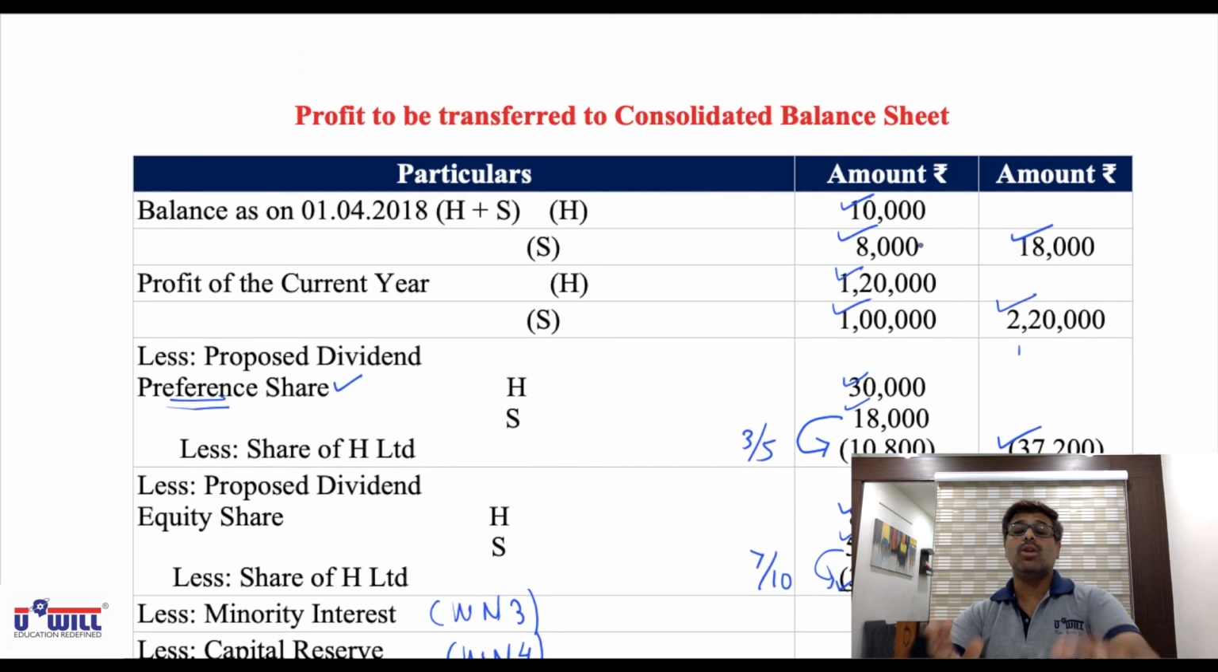So this type of small question can also come in exams. All the topics of holding and subsidiary are covered. The syllabus is over. The chapter is over.